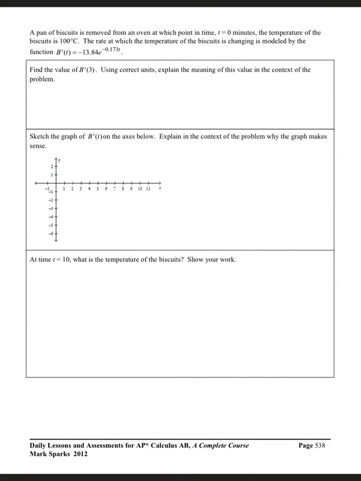So in this one, a pan of biscuits is removed from the oven, at which point in time, t equals 0 minutes, the temperature of the biscuits is 100 degrees Celsius. The rate at which the temperature of the biscuits is changing is modeled by the function b prime. Find the value of b prime of 3 using correct units. Explain the meaning of this value in the context of the problem. So at this point, we're just plugging in 3 for b prime of t.